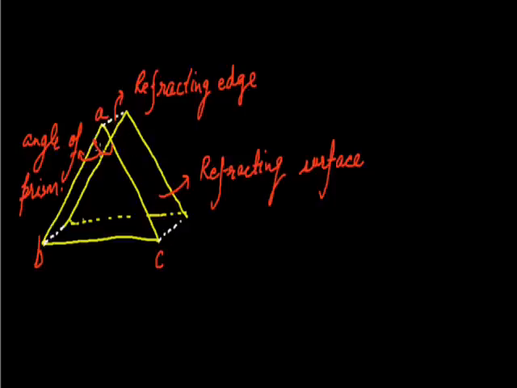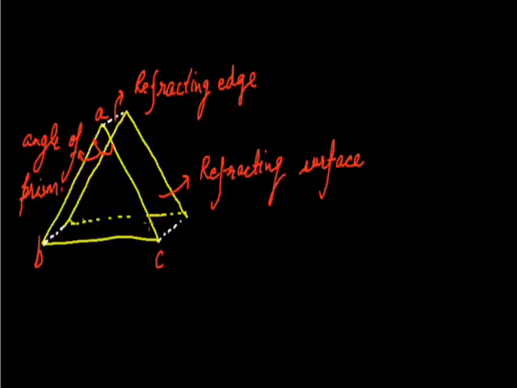This angle is called the angle of prism, and it depends on whether the angle is very small or big, or the prism is equilateral, and accordingly the properties of the prism change. Now, this edge is called the refracting edge of the prism, and these surfaces through which the light ray refracts are called the refracting surfaces. Now, if the prism is upright on this side, then it is called the base.